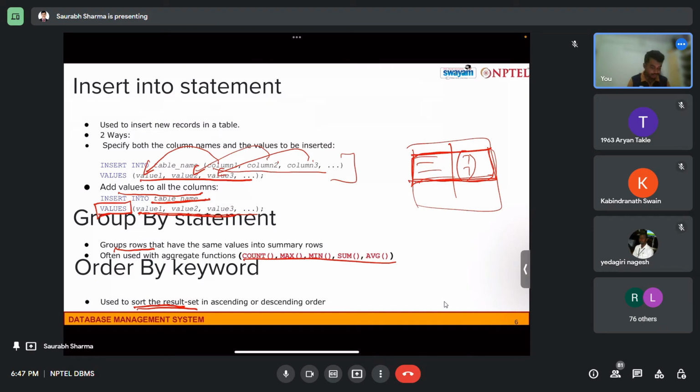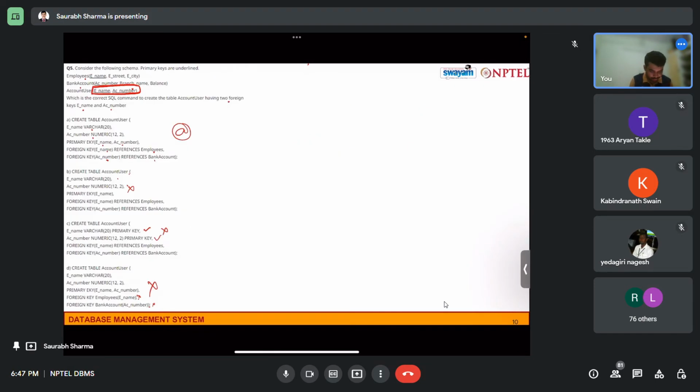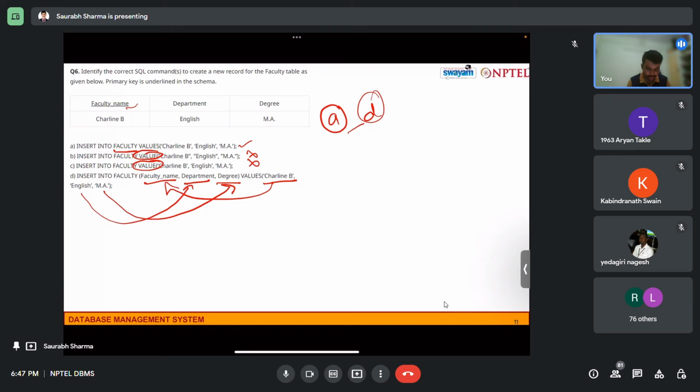Now come to this question. Insert into faculty values, and we have three things to add, we are adding all the values. So it is correct. But in the last option, we have column names and assigned values, so Caroline will be assigned to faculty, English to department, MA to degree. Correct, so D will also be a correct option. We are using both of these.